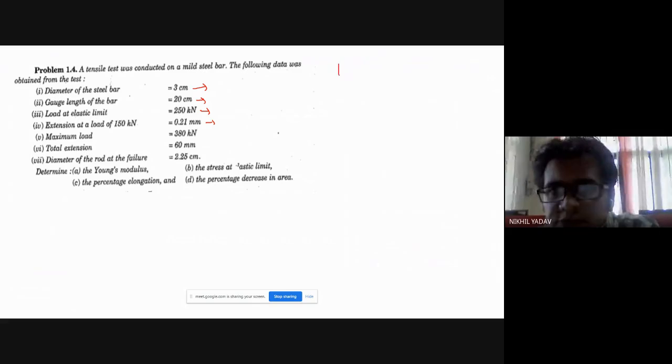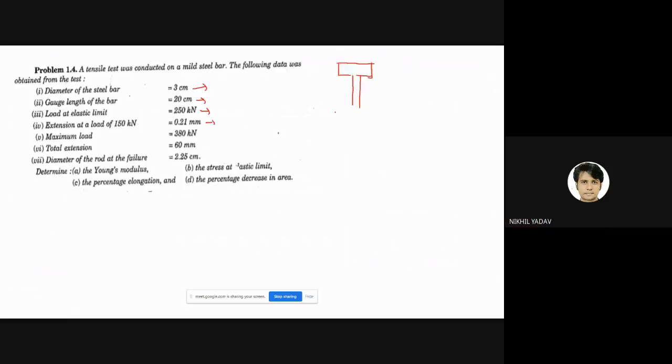If we have our specimen like this, I've already told you that this is known as the gauge length. Its value is 20 centimeter, and the diameter of this gauge is 3 centimeter. So we can take the initial length, Li, as 20 centimeter and the Di as 3 centimeter. What else next?